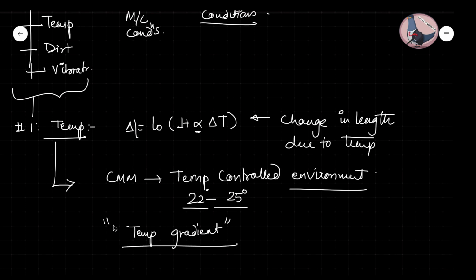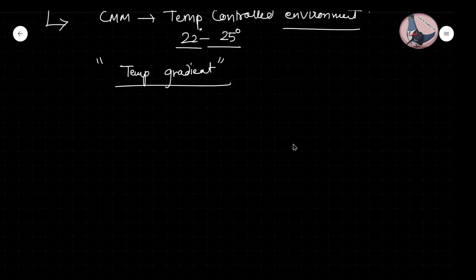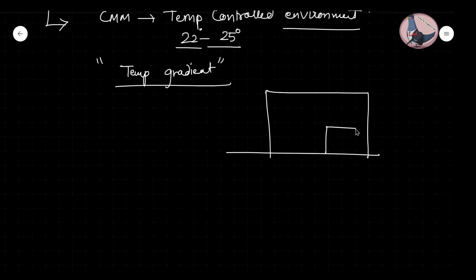Temperature gradient is the main trouble. Sometimes it might happen that, suppose this is your room, you are placing your CMM over here, and your AC is centralized. If not centralized, it is coming from a port here. So this portion will be very cold, and this portion will not be so cold. So there will be uneven expansion in the machine itself, and that may cause another sort of deviation.